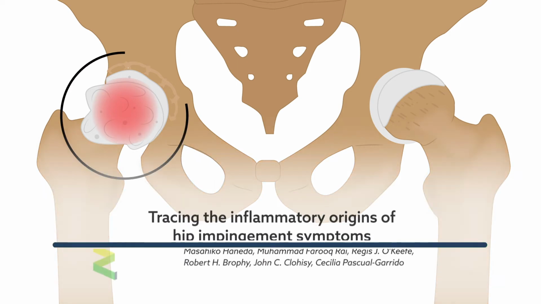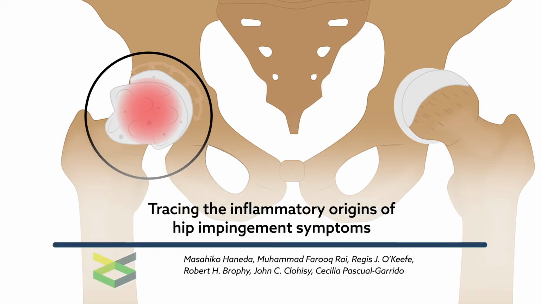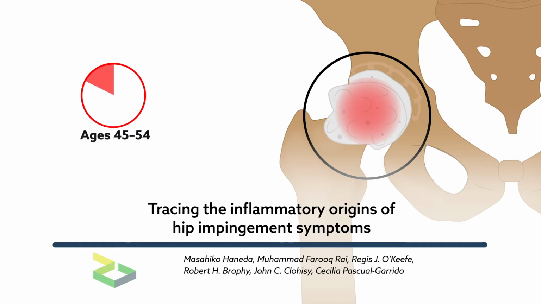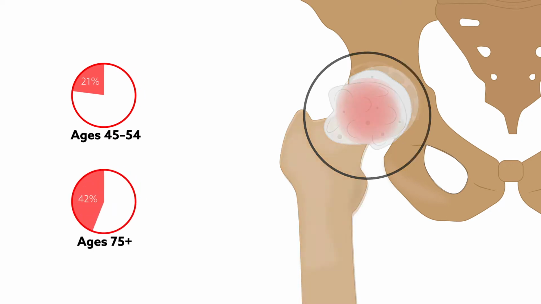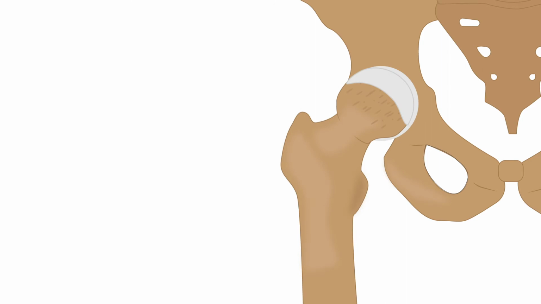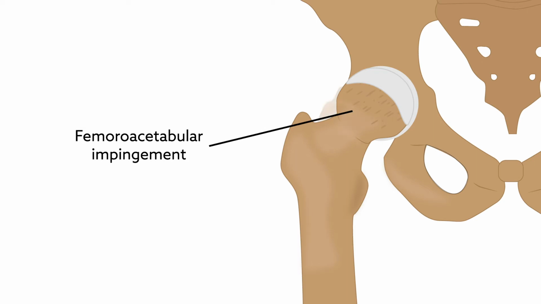Hip osteoarthritis is a degenerative and painful disorder. The disease affects an estimated 21% of the population between the ages of 45 and 54, and twice that fraction among people over 75. Nearly half of cases of hip osteoarthritis can be traced to femoroacetabular impingement, the growth of extra bone over the hip joint.